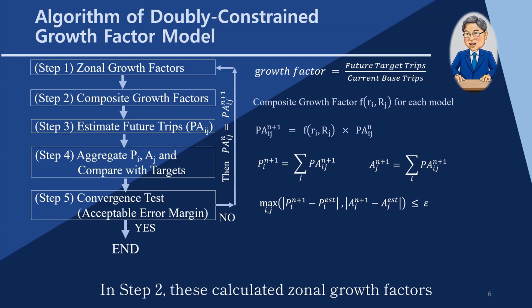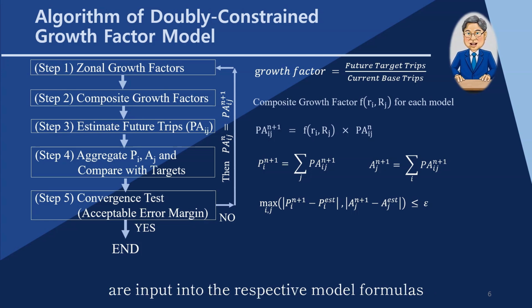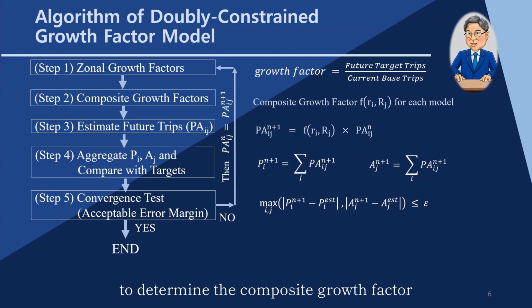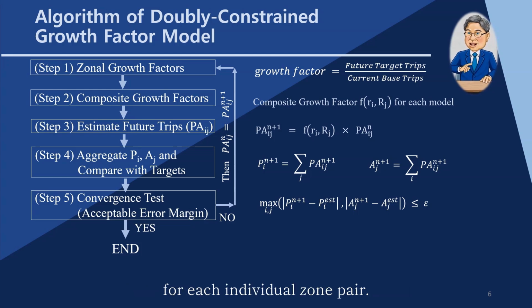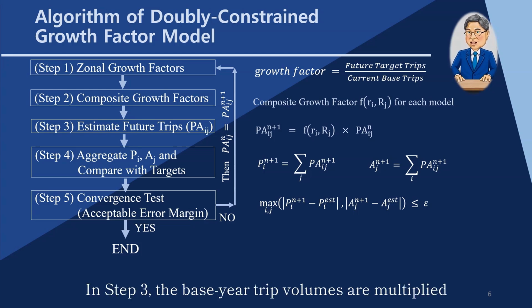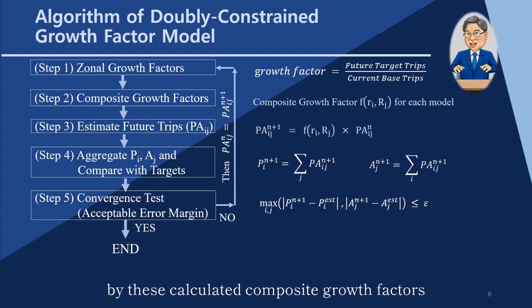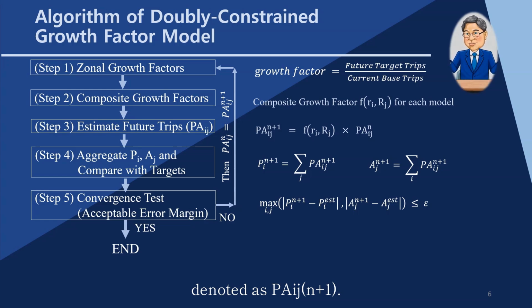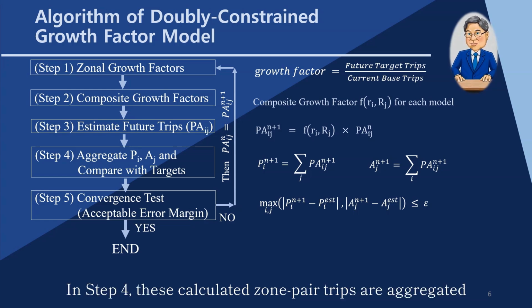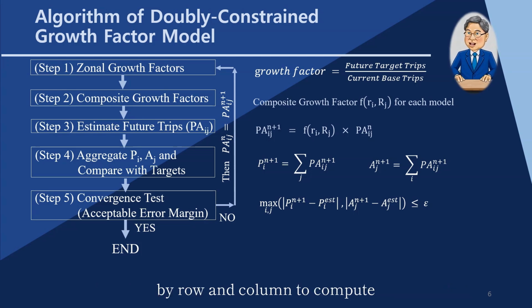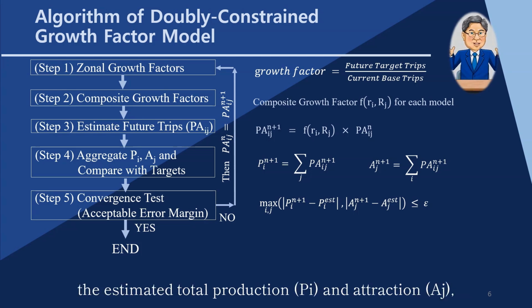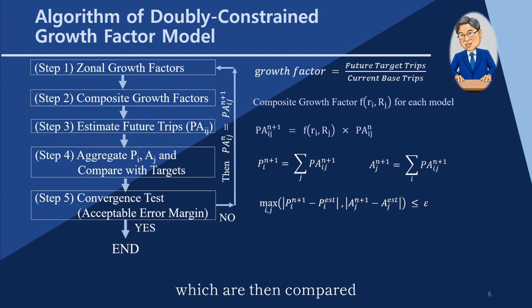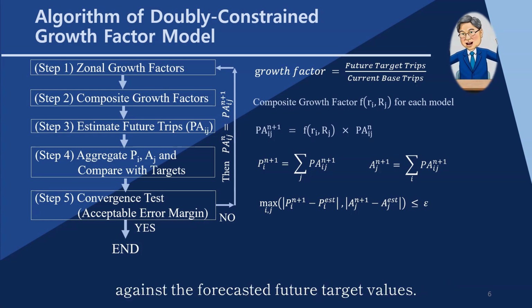In Step 2, these calculated zonal growth factors are input into the respective model formulas to determine the composite growth factor for each individual zone pair. In Step 3, the base year trip volumes are multiplied by these calculated composite growth factors to obtain the preliminary future trip volumes denoted as PAIJ n+1. In Step 4, these calculated zone pair trips are aggregated by row and column to compute the estimated total production PI and attraction AJ, which are then compared against the forecasted future target values.